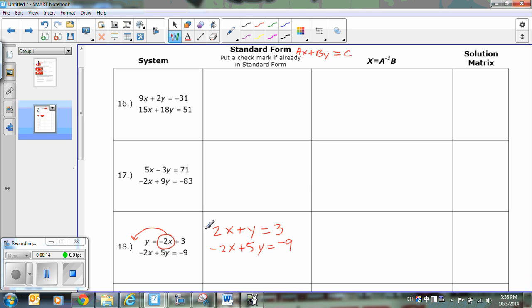Now, as I take a look at this system, this would be a great time to use elimination. However, we're practicing using matrices, so let's go ahead and do that. All right, so now what we're going to do in this area is write this matrix equation.